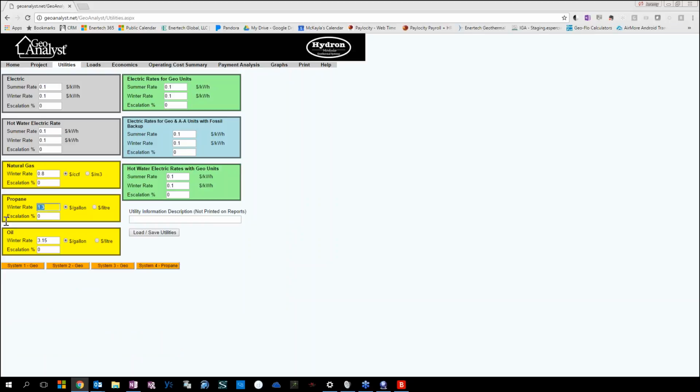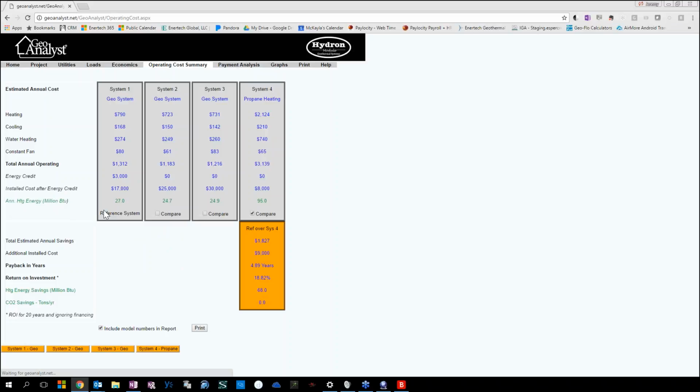People think they're getting a deal at $1.30. Well, what happens if your propane rate goes to $2? I used to burn propane at my house. It was $2.30. So I don't think $2 is a very outlandish number. So here now, if we're looking at $2 LP, the payback is only 4.89 years.